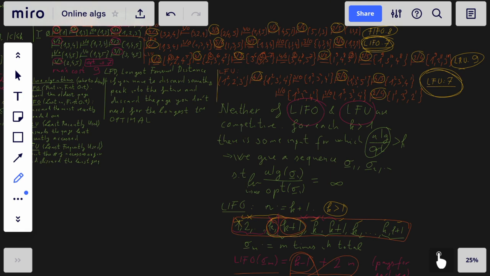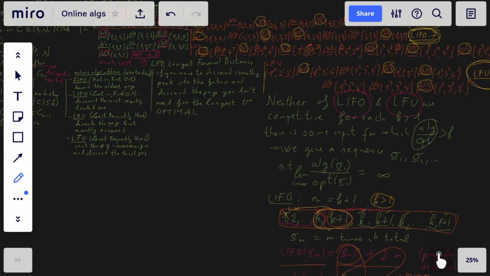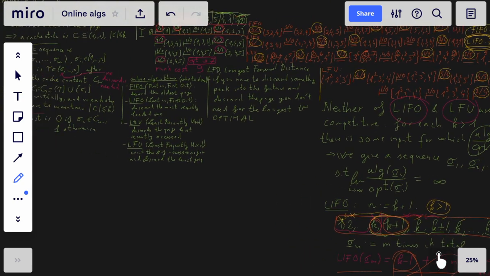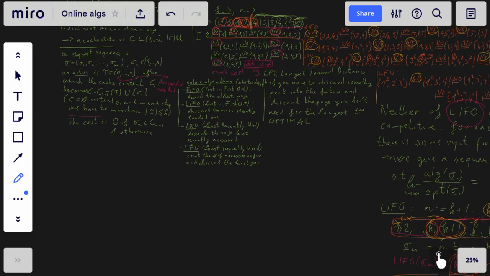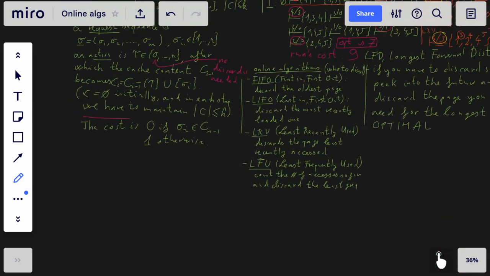Now we will see that LRU and FIFO are both competitive algorithms, but first I will try to prove a bound for the possible competitive ratio of a deterministic algorithm. So I'm just zooming here.